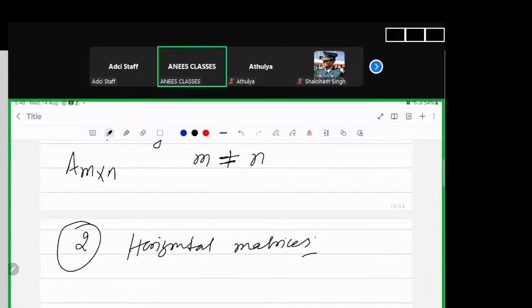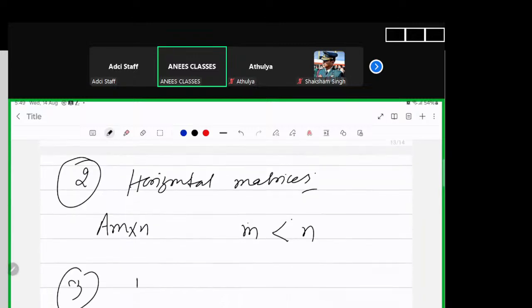What are horizontal matrices? Suppose that I have an m cross n matrix. In horizontal matrices, the number of columns will be more, so m is less than n. That's called a horizontal matrix.